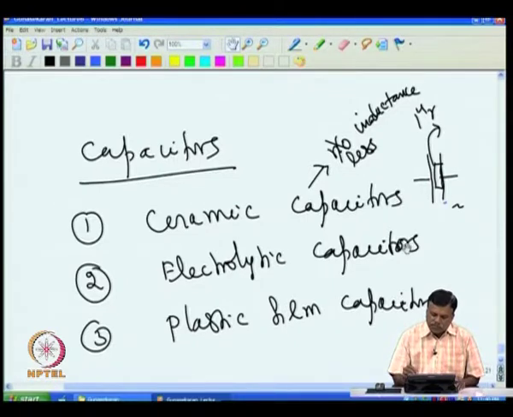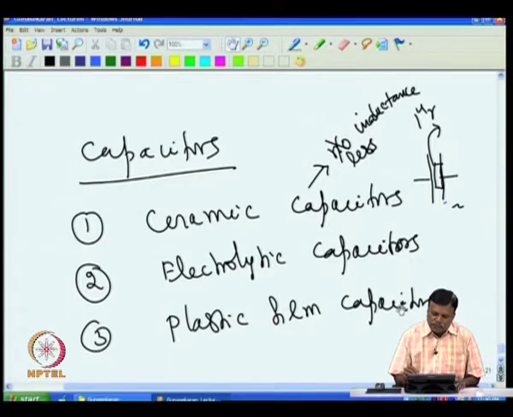Electrolytic capacitors also have a large inductance and they also drift a lot with temperature, but they are available in large values and they are unipolar. So, wherever filtering is needed, power supply filtering and power storage and so on, we use electrolytic capacitors.